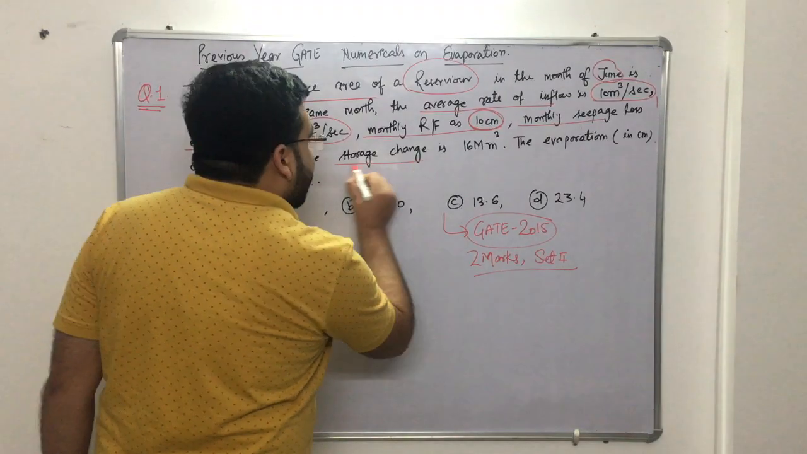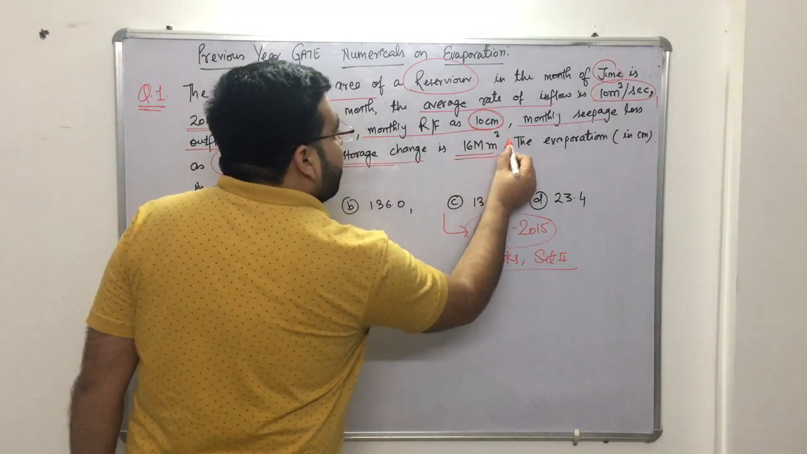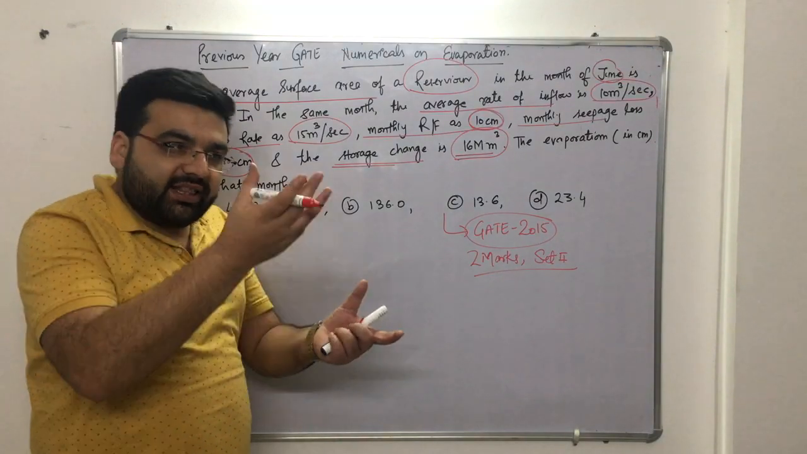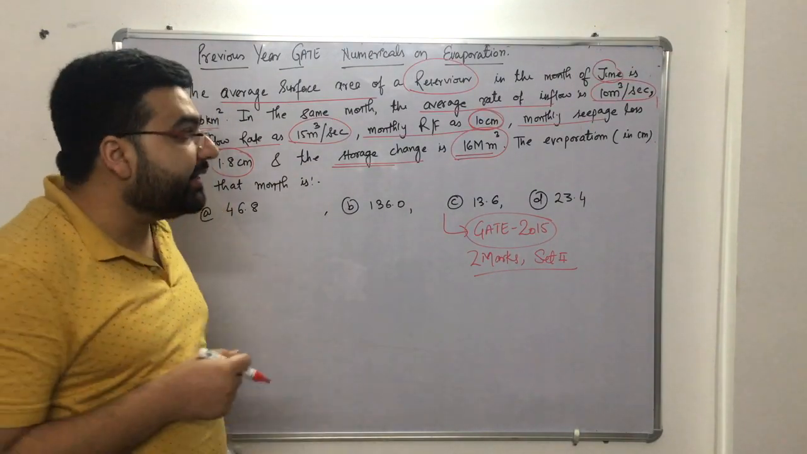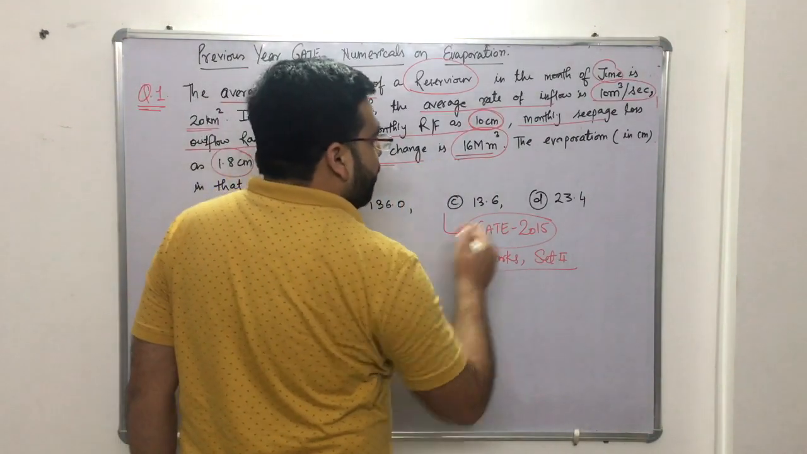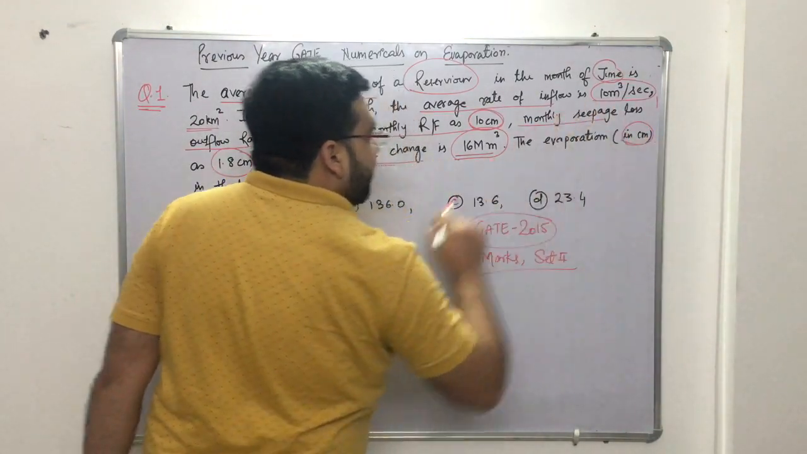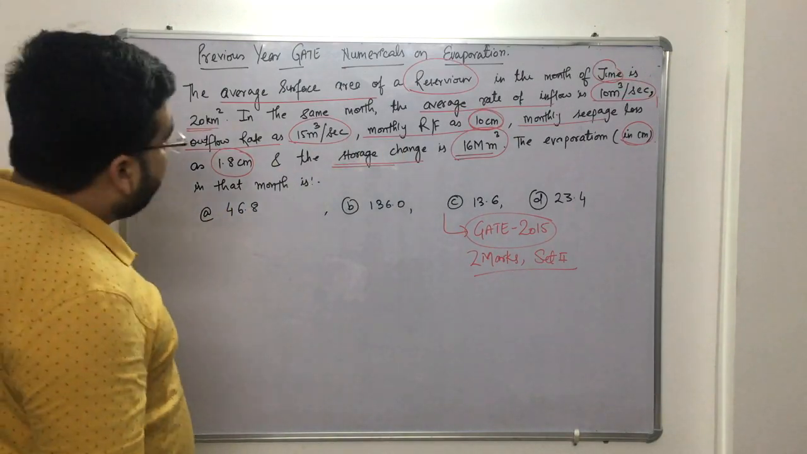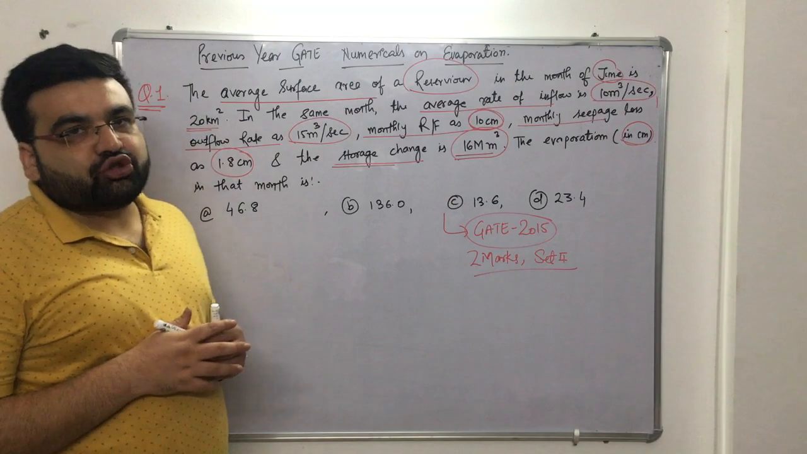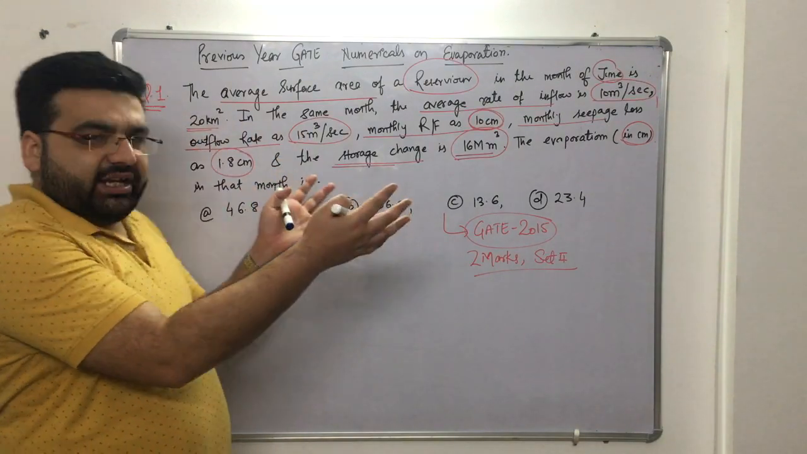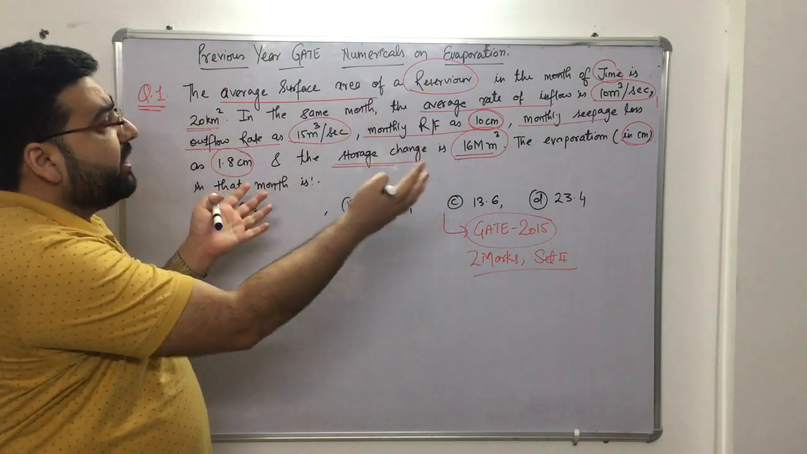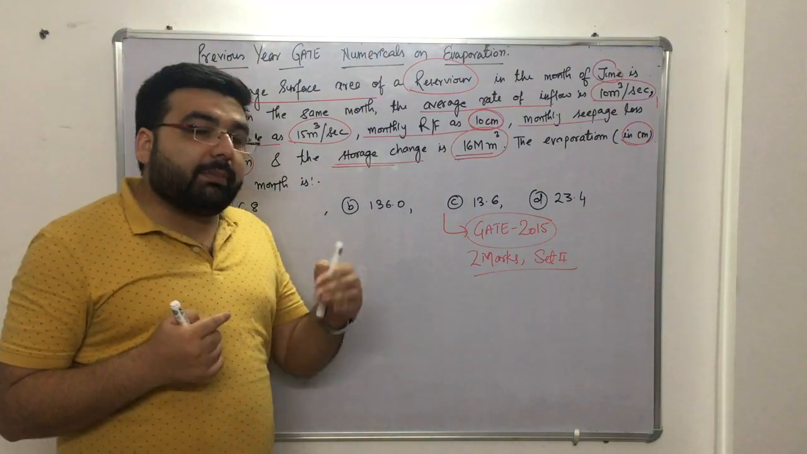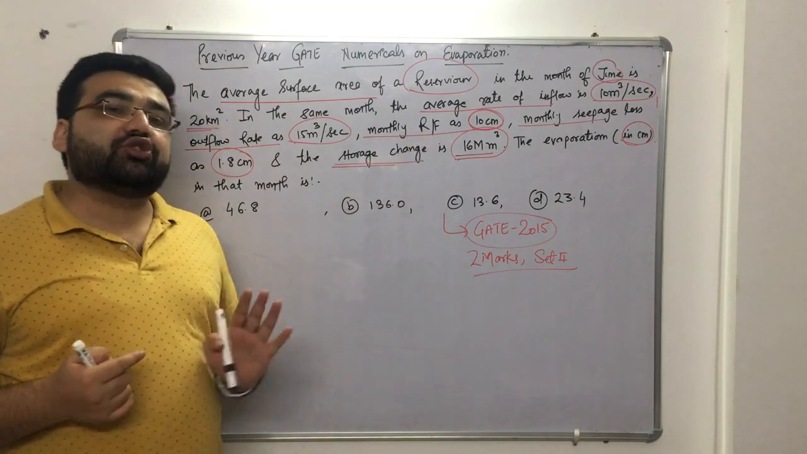And the storage change is 16 million meter cube. So storage change is also given. There might be some depression and the storage is changing, right? That is 16 million meter cube. The evaporation in centimeter in that month is how much? Clear? Whenever you read this numerical, it seems to be a very big numerical. But if you just apply the water budget equation, you can easily solve it.